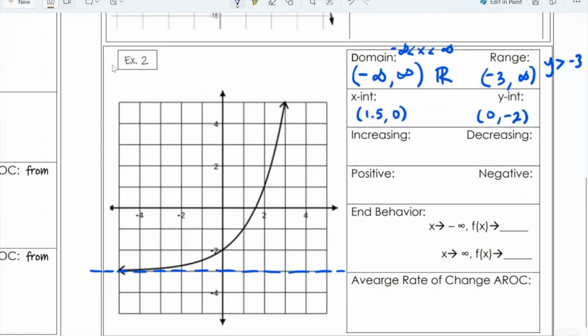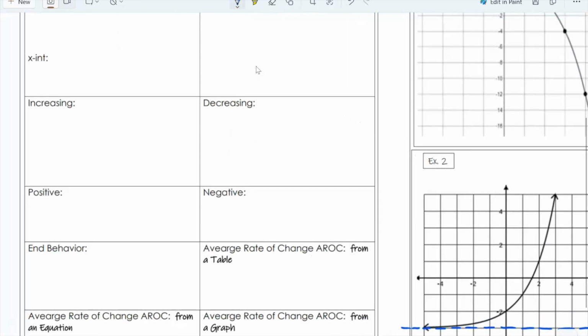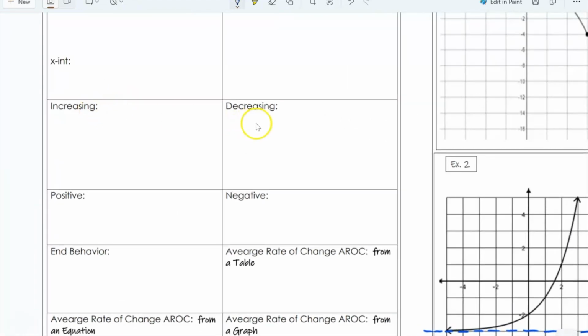All right, then for increasing and decreasing, so increasing is when is the graph going up? So you can see, what is the graph doing? It's going up the entire time. So we're going to say from -infinity to infinity, it is increasing. So when is the graph going up? Decreasing would be, when is it going down? So if you had something doing this, that would be going down. But here, this graph is never going down. So this is NA. Once again, please go ahead and write the definitions for both increasing and decreasing.